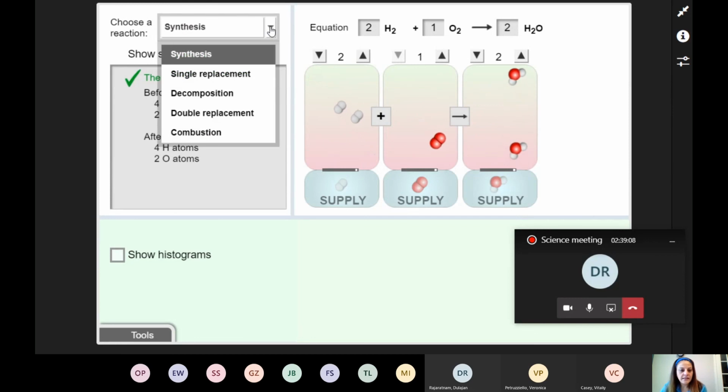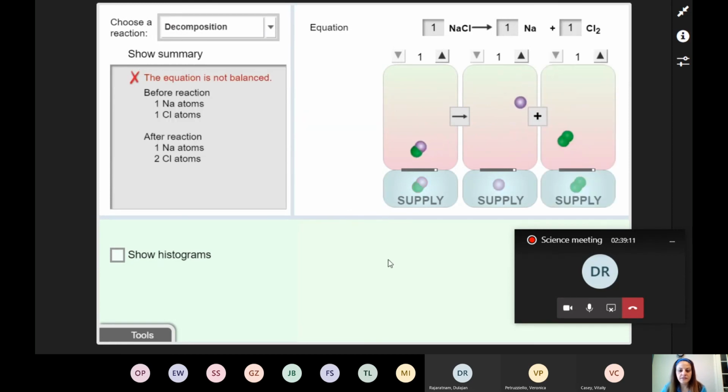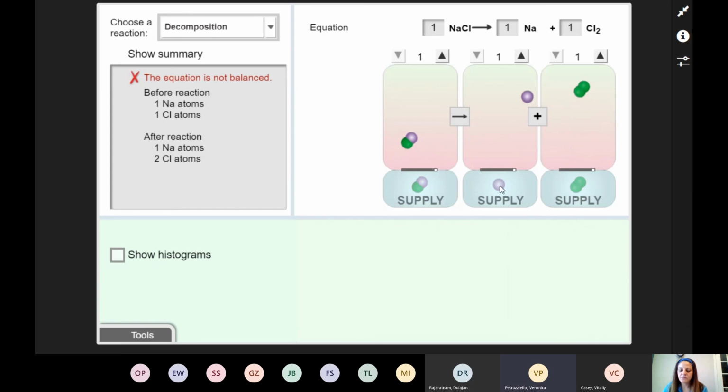Okay, next, let's try decomposition. Veronica, you seem to be really good at this. You want to give it a try? Sure, miss. All right. So observe the equation. I start off with a salt molecule, NaCl, and end up with sodium and chlorine separated. I'll give you a second to think about it. What do I have to do? You need to add an extra sodium chloride molecule, I think. Here? I think so.